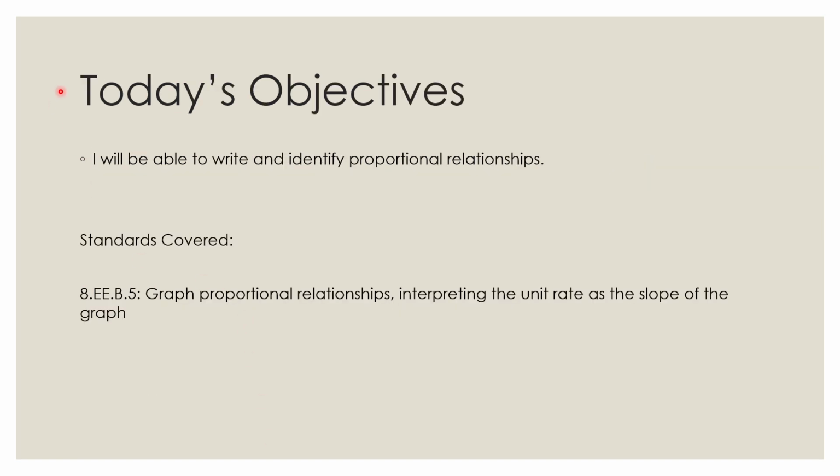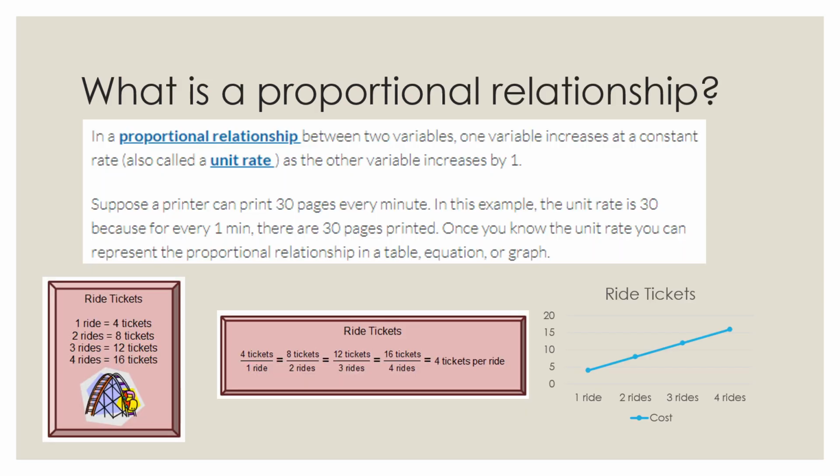Okay, now let's finally take a look at today's objectives. Today, what we're going to be doing is writing and identifying proportional relationships. Now, we're going to be focusing in on something called the unit rate. We'll talk more about that in just a moment. But let's just talk first about what is a proportion, or a proportional relationship. A proportional relationship between two variables, doesn't matter which two, x and y, z and q, cost to number of rides. It's a relationship between two variables. One variable increases at a constant rate, and this is called the unit rate. And the other variable increases by 1.